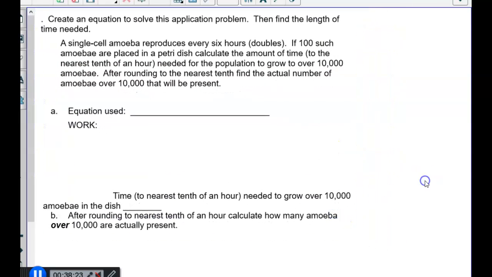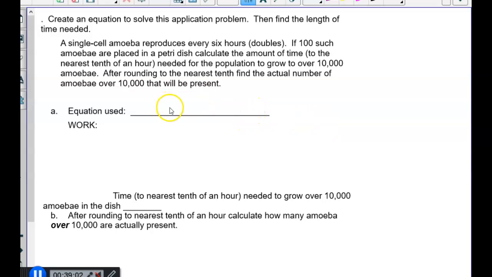It says, create an equation to solve this application problem, then find the length of time needed. A single-celled amoeba reproduces every 6 hours by doubling. If 100 such amoeba are placed in a petri dish, calculate the amount of time to the nearest tenth of an hour needed for the population to grow over 10,000 amoeba. After rounding to the nearest tenth, find the actual number of amoeba over 10,000 that will be present. Okay, kind of complicated, but this is what's on the quiz.